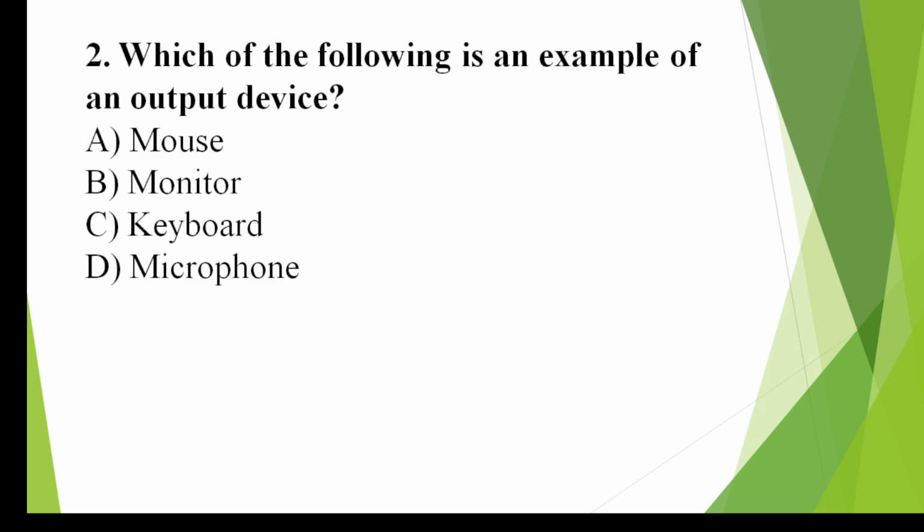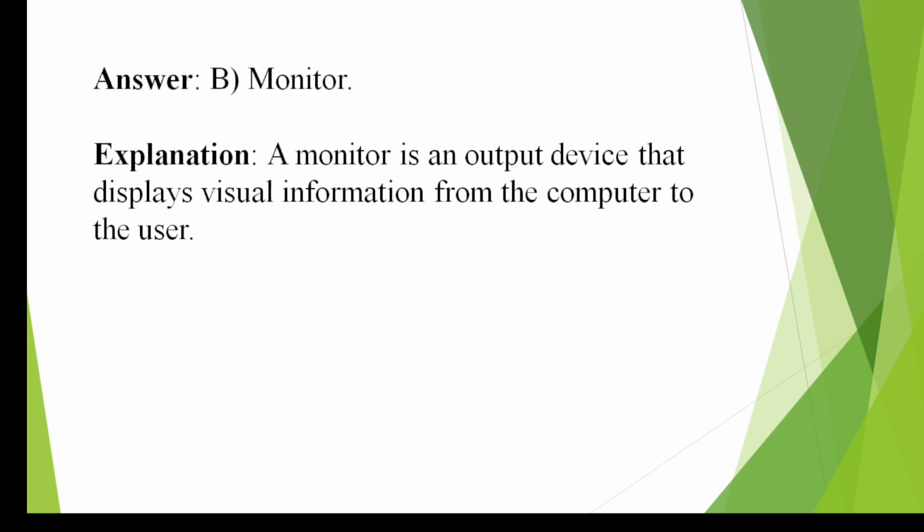Let us see question number 2. Which of the following is an example of an output device? Mouse, monitor, keyboard, microphone. The correct answer is monitor. A monitor is an output device that displays visual information from the computer to the users.